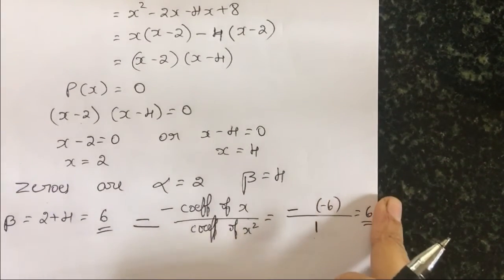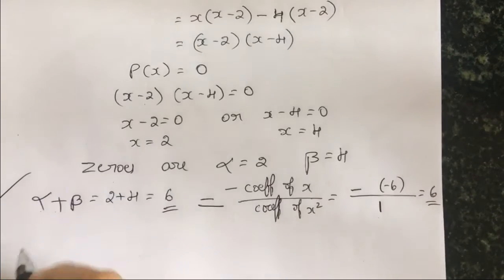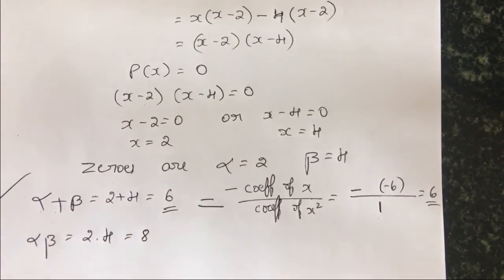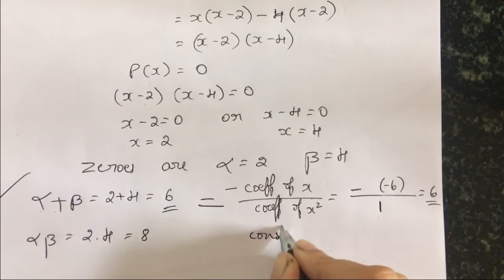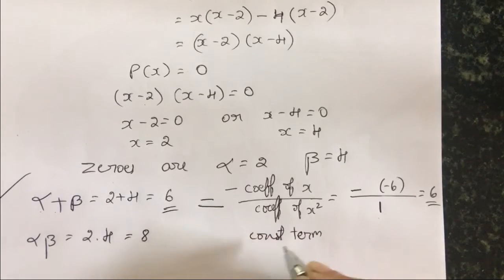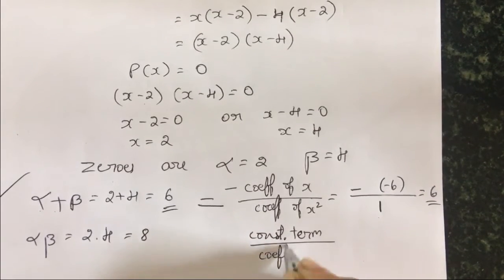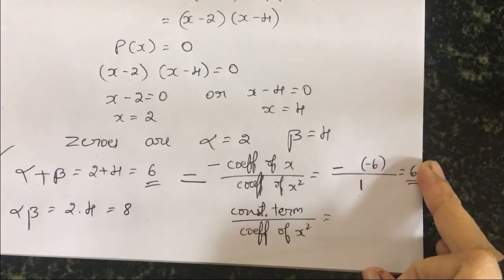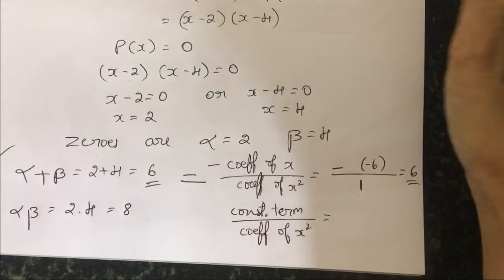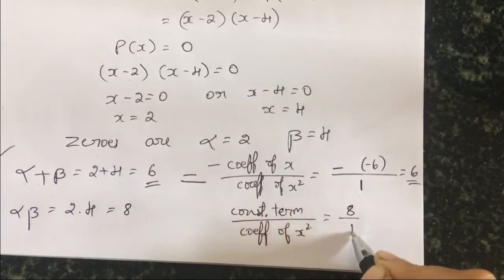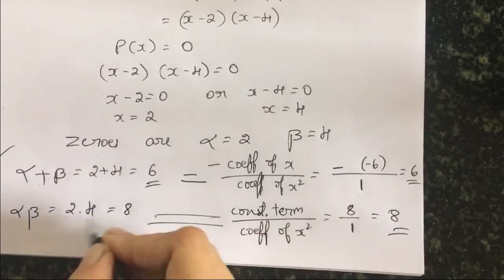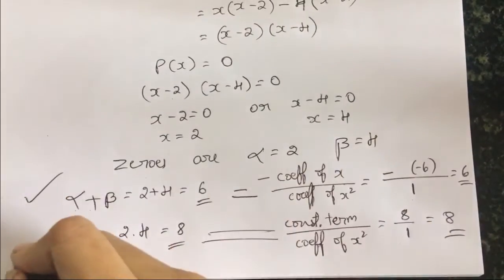One verification is done. Next I have to check with alpha into beta. 2 into 4, it is 8. Now this should be equal to constant term divided by coefficient of x square, right? Constant term here in this case is 8, divided by coefficient of x square, which is 1, so it is 8 only. They are equal, right? They are equal, so the second condition is also verified.